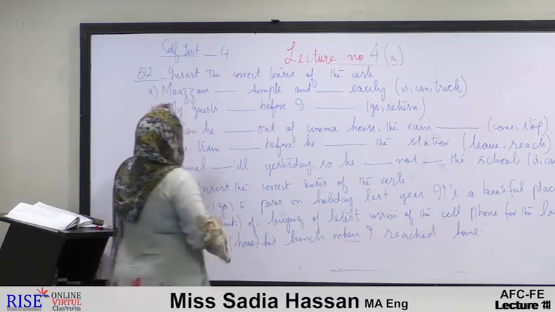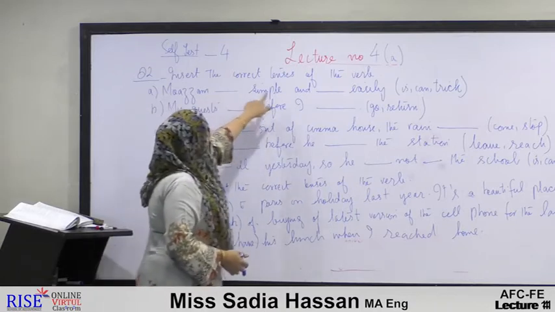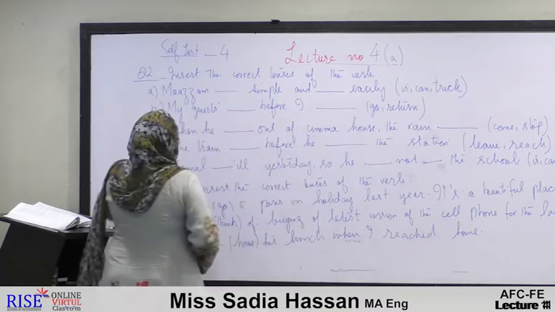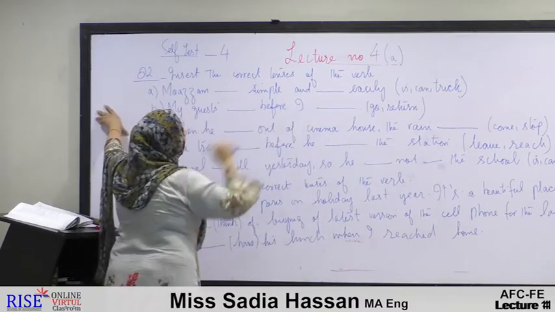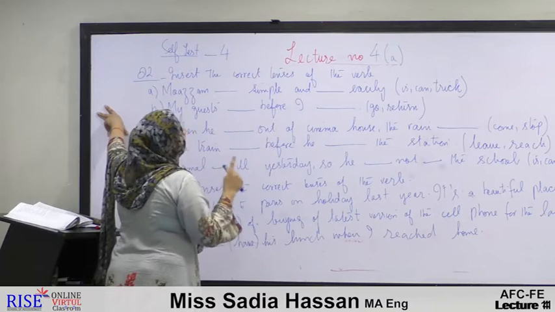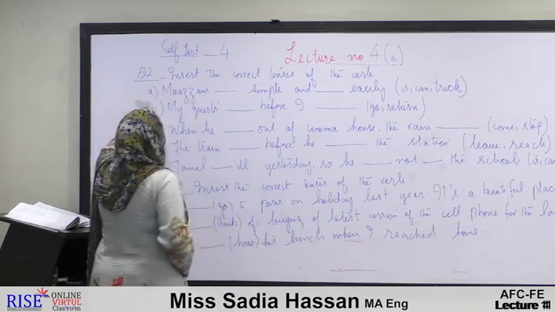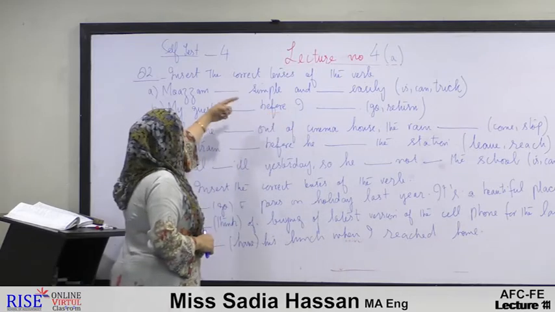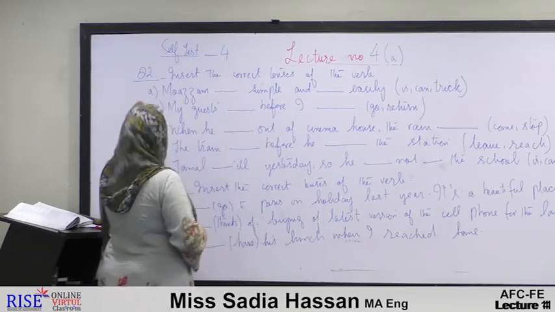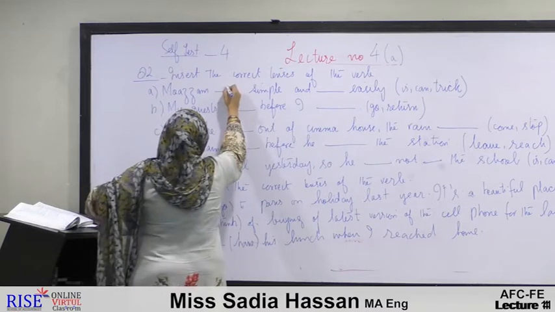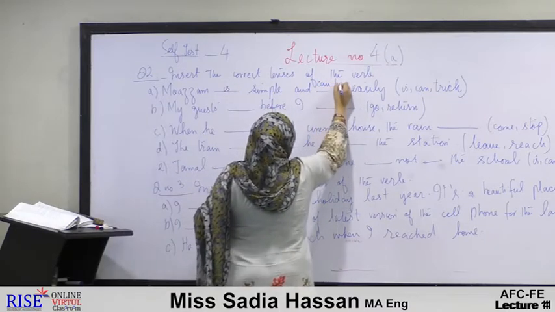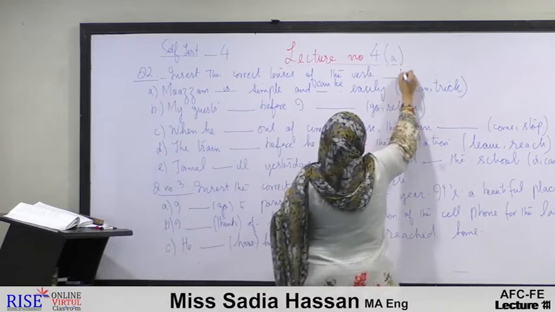Muazzam dash simple and dash easily. And he is provided with the three verbs: is, can and trick. Now we see how we are going to switch the form of the verbs to convey the correct meaning of this sentence. Muazzam is simple and can be easily tricked.